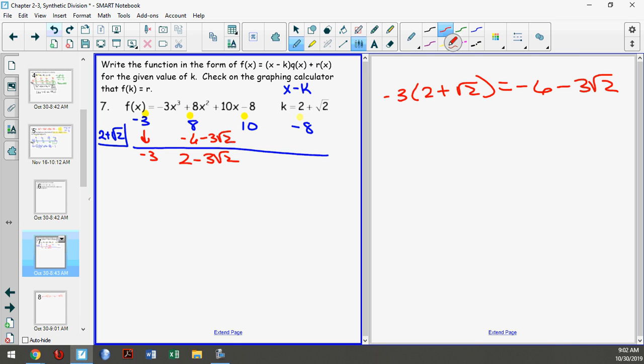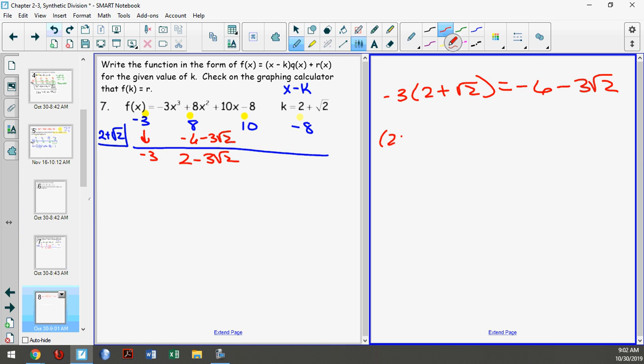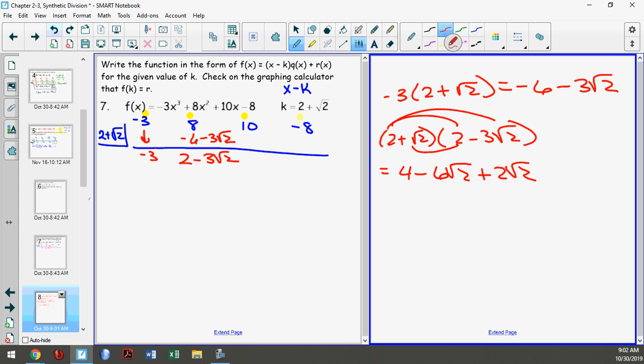Now, diagonally, I need to do this again. So I'm going to take 2 plus the square root of 2 times 2 minus 3 square roots of 2. Do we see that, yes or no? So I'm going to FOIL that. I can't do this on the calculator because the calculator is going to give us irrational numbers, decimals. So this is going to give me a 4 minus 6 square roots of 2 plus 2 square roots of 2 minus 3 square root of 2 times the square root of 2, which is just going to be 2. Do we see that?